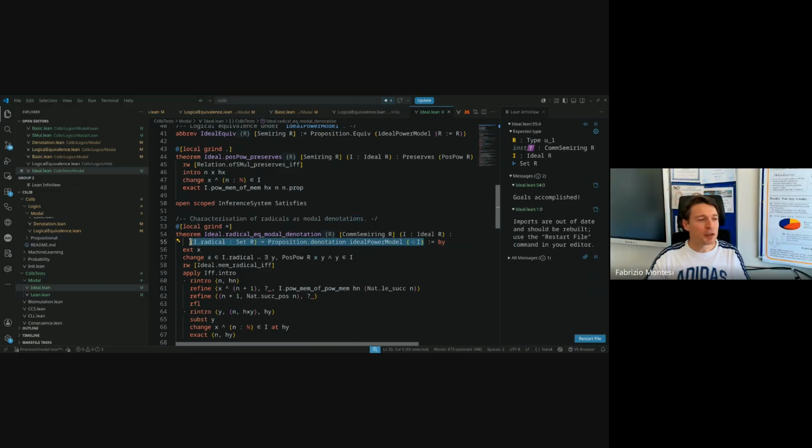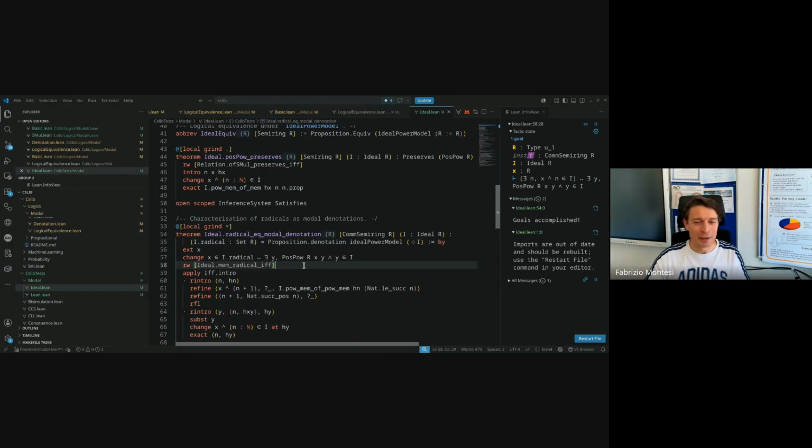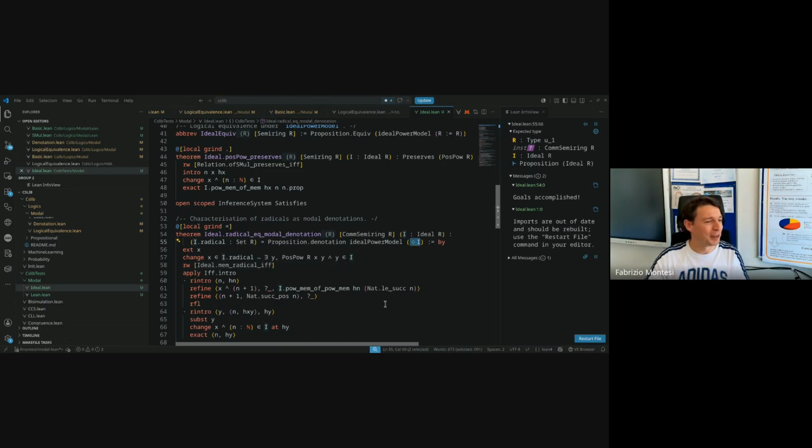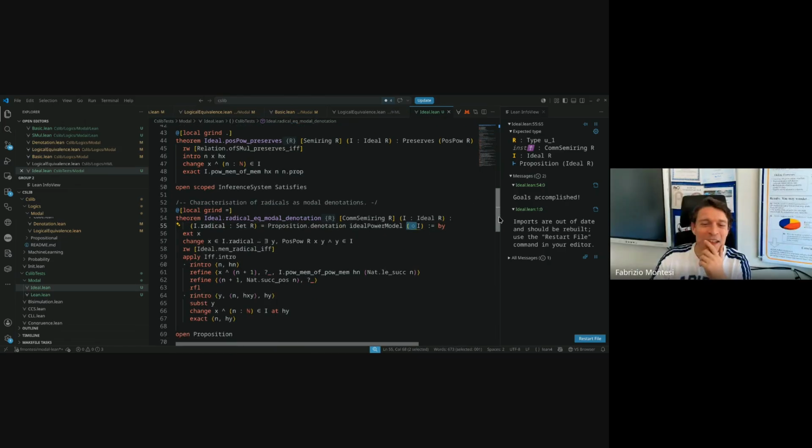Okay. Now this means I can forget about radical. Any property you want to prove about radical, if you can prove it about this, then you're good. So we can forget about radicals, we can forget about algebra, and now we play with modal logic.